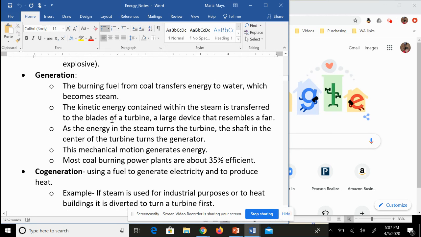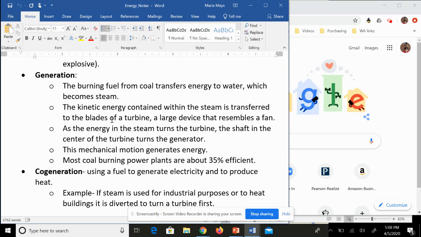Generation, so using coal, burning fuel from coal transfers energy to water, which becomes steam. That's that diagram we looked at. The kinetic energy contained within the steam is then transferred to the blades of a turbine. The turbine has this kinetic energy now, and the shaft in the center turns the generator, and that mechanical motion generates energy. So this is where we get our conversion from the stored energy in coal to the energy that is now stored in a more usable form, electricity.